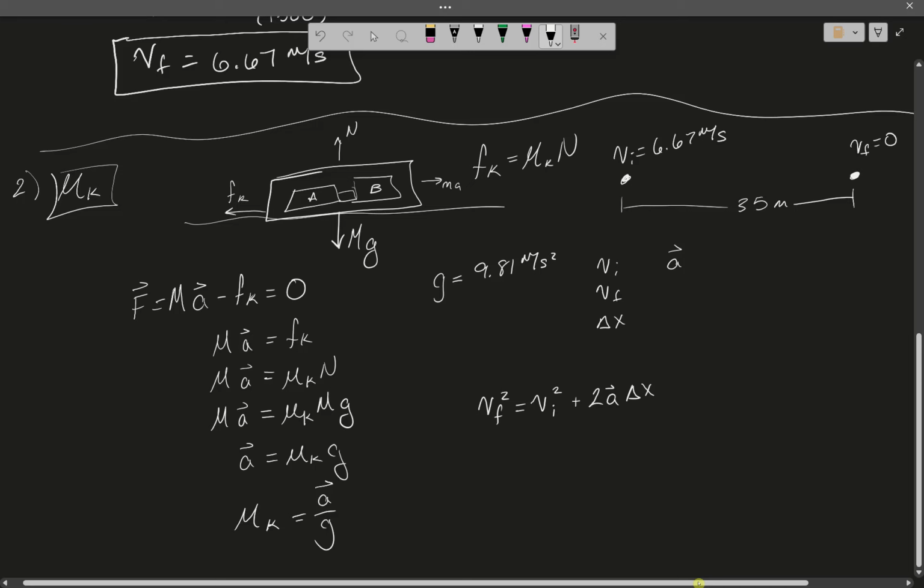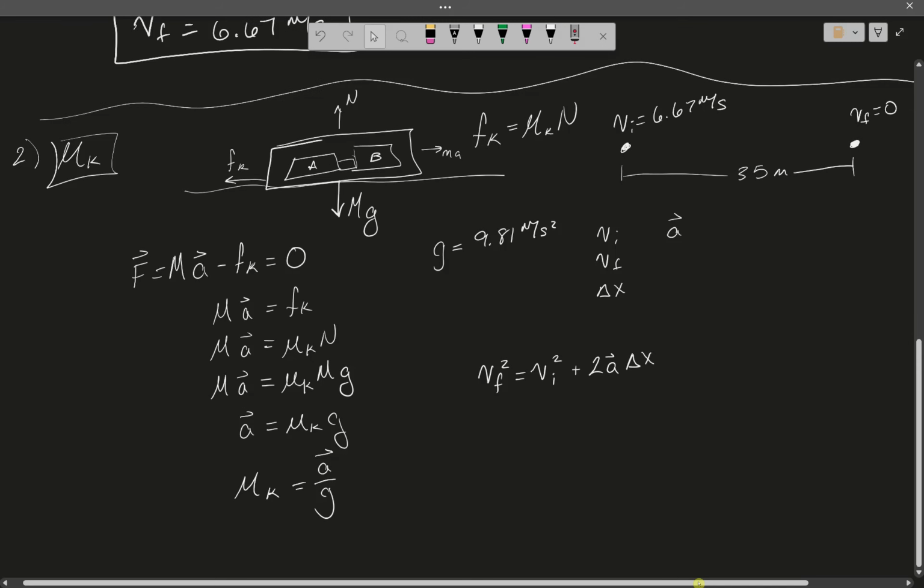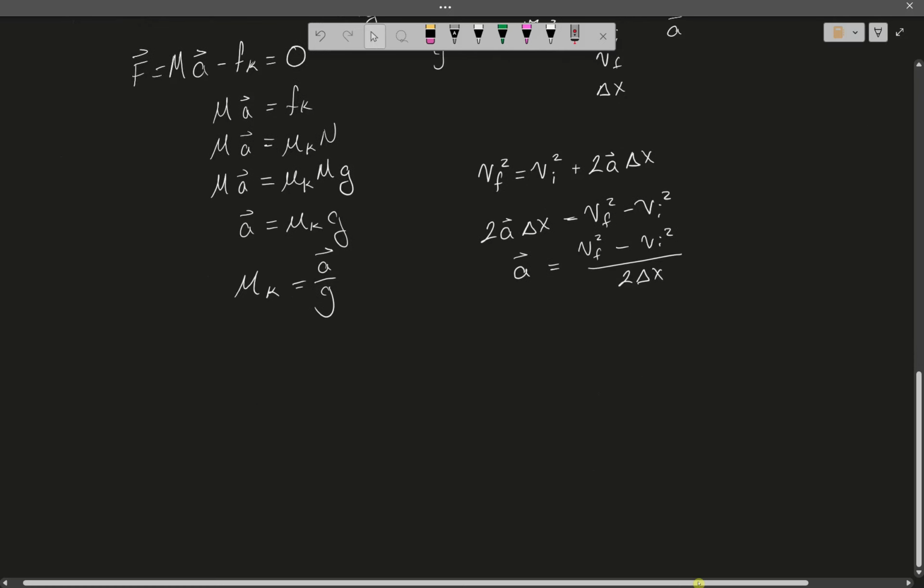So I'm going to rearrange this to solve for a, meaning 2a delta x is going to be equal to my final velocity squared minus the initial velocity squared. So my acceleration is equal to my final velocity squared minus my initial velocity squared, divided by 2 delta x. Because my final velocity is 0, since it comes to a stop, I can simplify this. So I have negative initial velocity squared divided by 2 delta x.